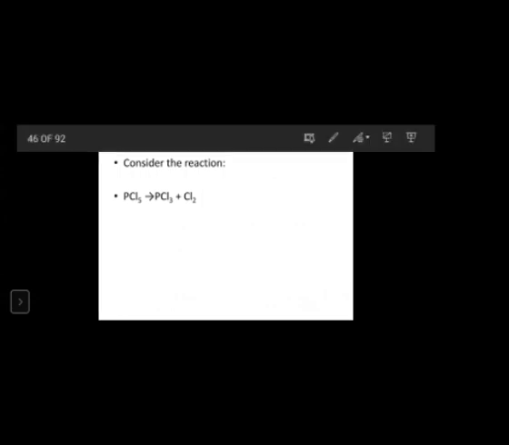Okay, now let's consider this. Consider the reaction. That's phosphorus pentachloride. Decompose it to give you PCl3 and chlorine. How do you write the mechanism of this reaction? If I ask you, what are you going to do?